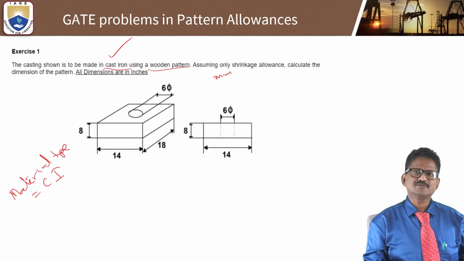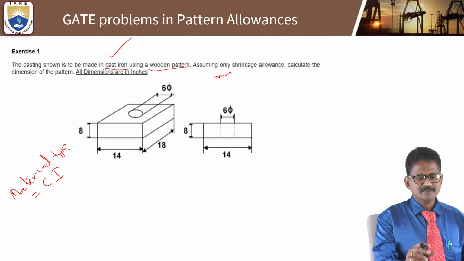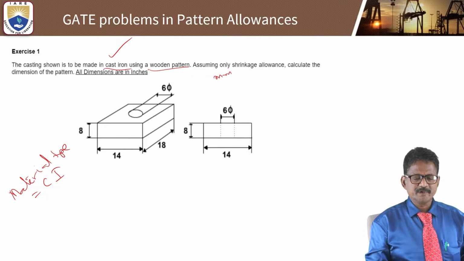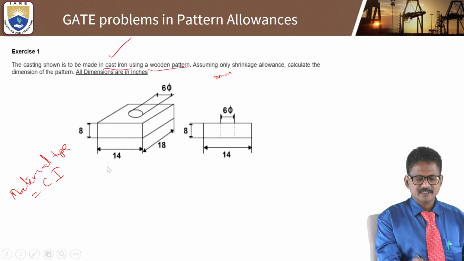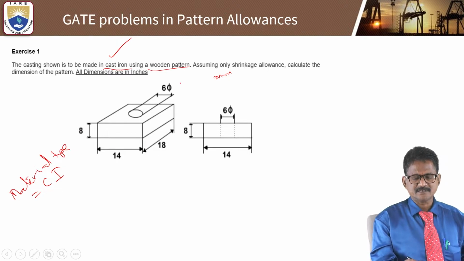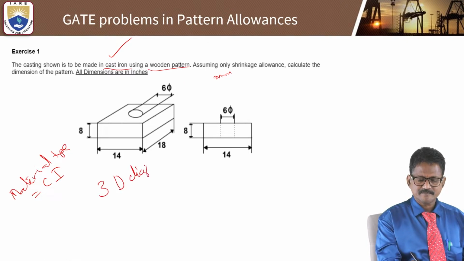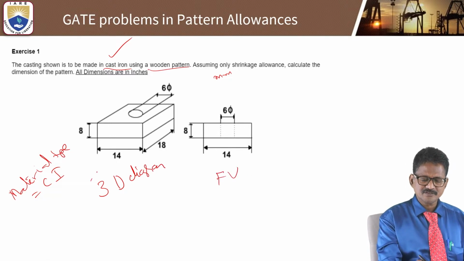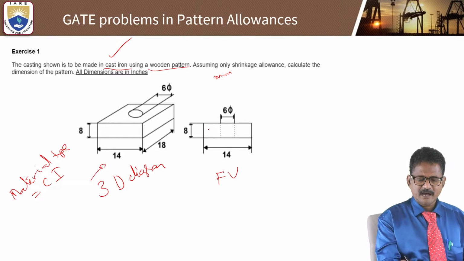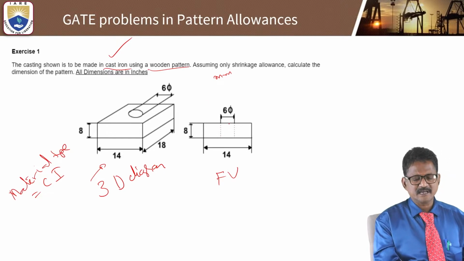Everyone should be able to focus. This is the casting wooden pattern. Look, there will be 14 mm, 18 mm, 8 mm, and 6. This is a 3D diagram, a three dimensional diagram. We will convert it into the front view. This is the front view. The front view shows 14 mm, the height is 8 mm, and at the top you can see the dotted line.